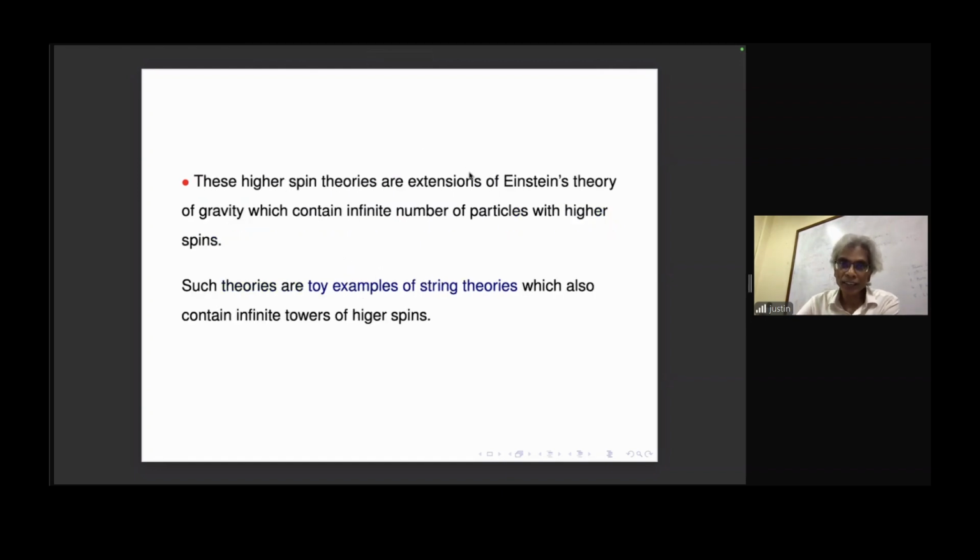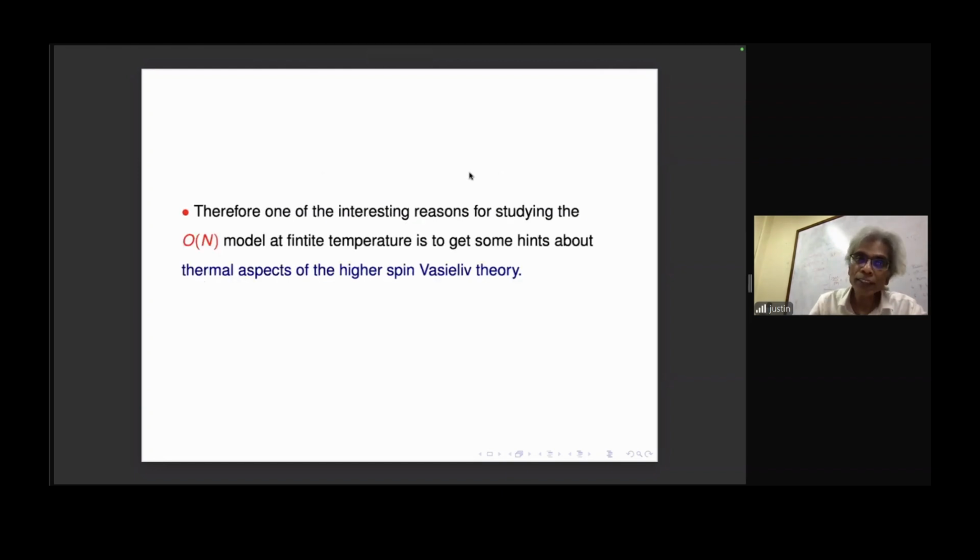As I said, these higher spin theories are extensions of Einstein's theory of gravity, which contain an infinite tower of particles of higher spin. They're toy examples of string theory, which also contains infinite towers of spin. Therefore, it is interesting to study the O(N) model at finite temperature to get some hints about the thermal aspects of higher spin Vasiliev theory. So that is one of the motivations, because it is a solvable model, and you get information about higher spin Vasiliev theory.